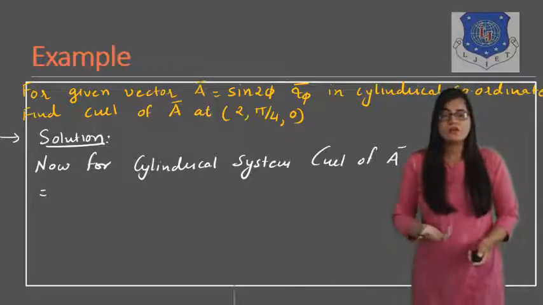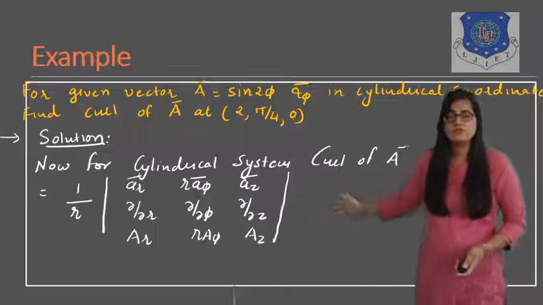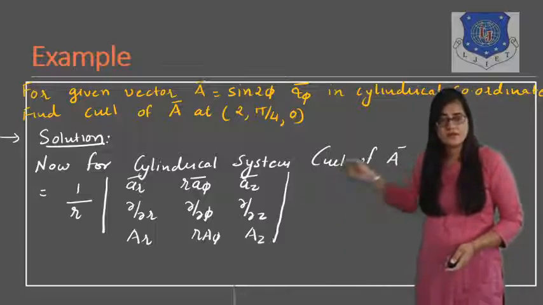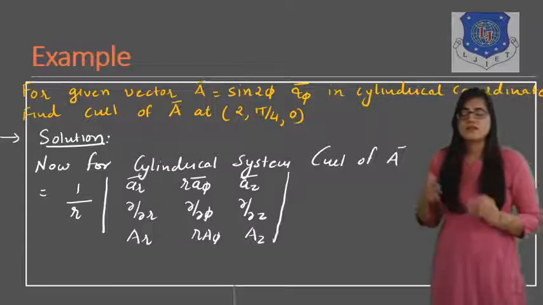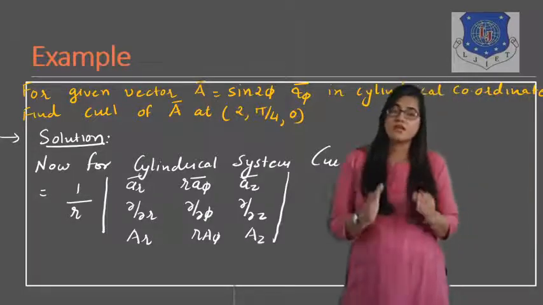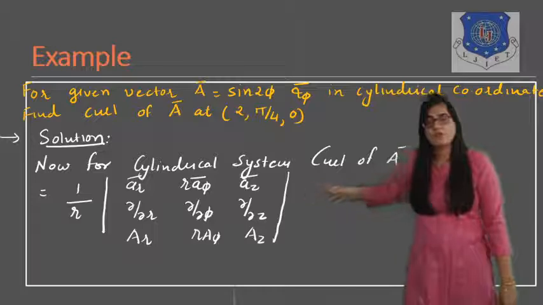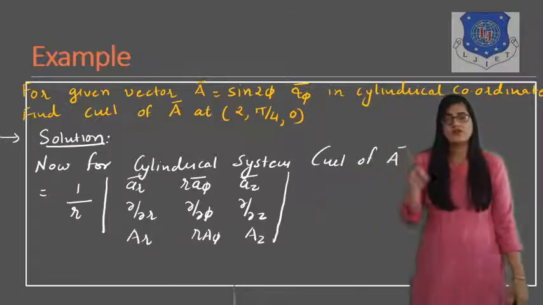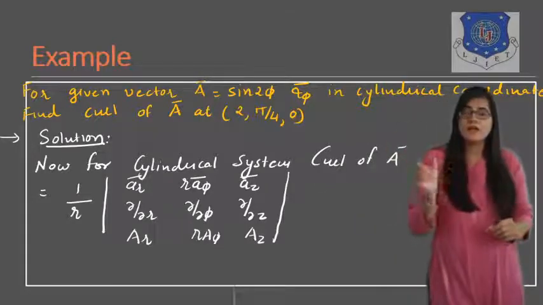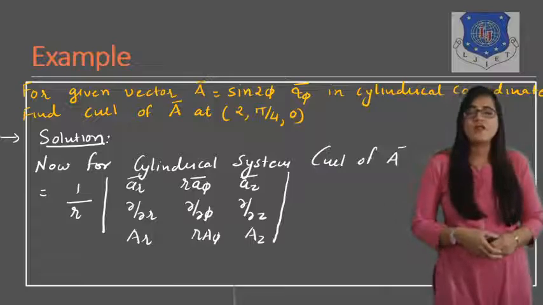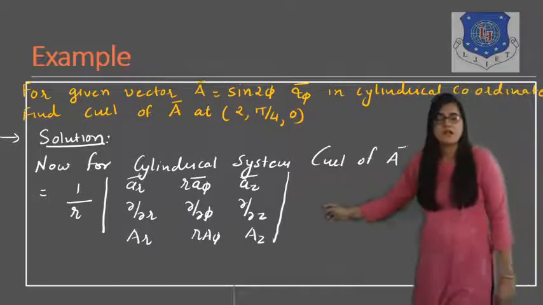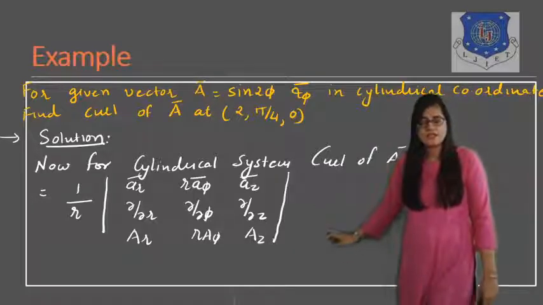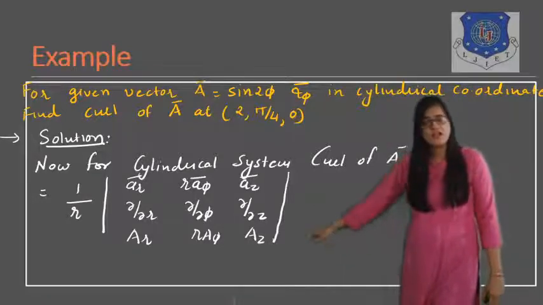So for the curl of the vector, let's put the equation for the cylindrical system, that is 1 upon h1 h2 h3. For the cylindrical system, h1, h2, h3 are 1, r and 1. So it is 1 upon r into determinant. The first row is the directions a_r, r a_phi and a_z, then del by del r, del by del phi and del by del z. The third row is A_r, r A_phi and A_z.